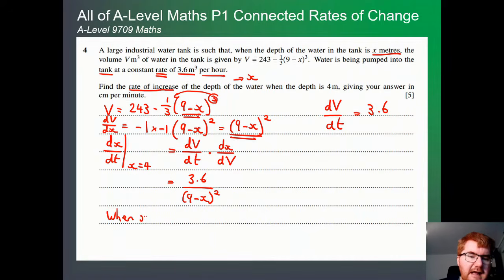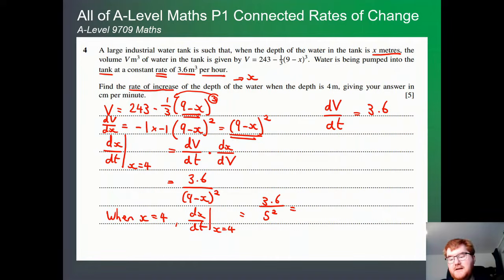So when x is equal to 4, our dx by dt at x equals 4, that's equal to 3.6 over 9 minus 4, that's 5, so we get 5 squared. And so we do 3.6 divided by 25, and that's equal to, I'm going to leave it as a fraction, 18 over 125. Notice we've been working in units of meters, and we're working per hour.